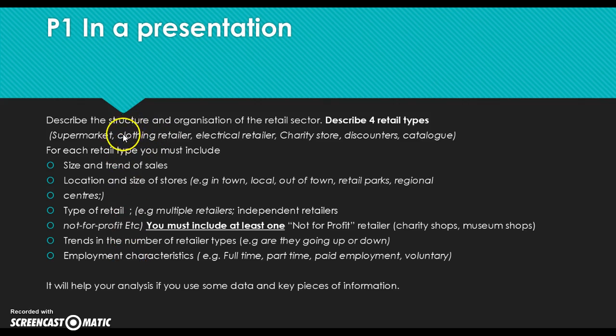What I would say is these 4 here, the supermarket, clothing, electrical, retail and charity store, discounted catalogue, you must choose 4 of those. So out of the 7 choices, pick 4 of them and then run through this for each one of them. So for a supermarket, you would analyse the size and trends of sales, the location and size of stores, the type of retailer, and the employment characteristics. You do the same then for clothing, then for electrical and charity store. You just keep repeating it over and over again for those 4.